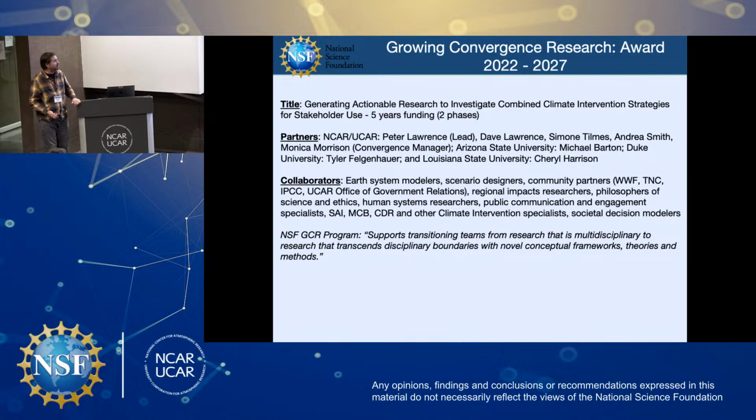So this is coming to the Growing Convergence Research project that we were awarded a year ago. And this is looking at generating actionable research to investigate combined climate intervention strategies for stakeholder use. As I said, this goes across these institutions. But we're looking at going way beyond just the research community. And this is what Growing Convergence Research is all about: taking all these different researchers and bringing them together with stakeholders. In our case, we're working with community partners such as the World Wildlife Fund and the Nature Conservancy, looking at how we tie back in with government relations, and then looking at other government organizations and industry groups as well.